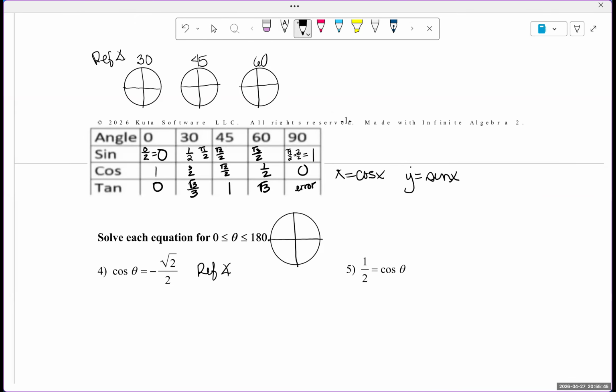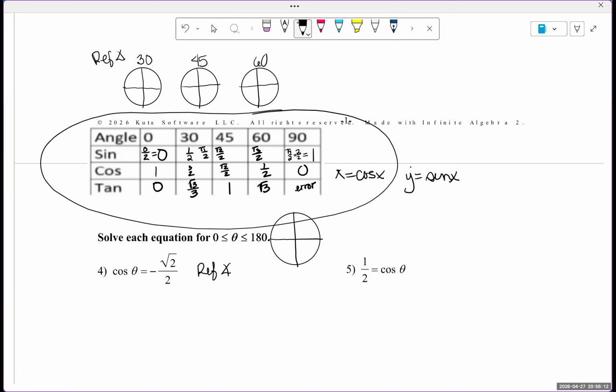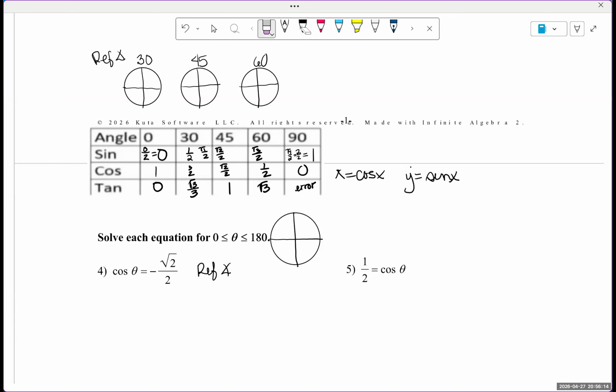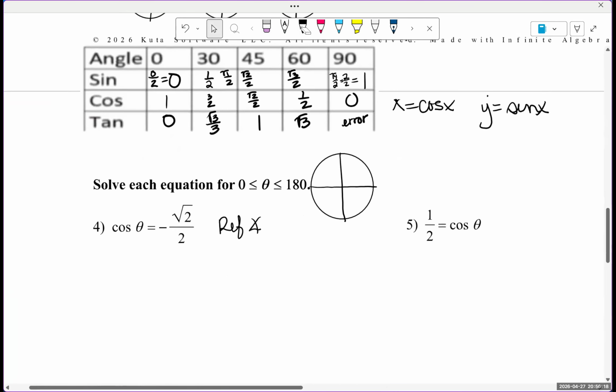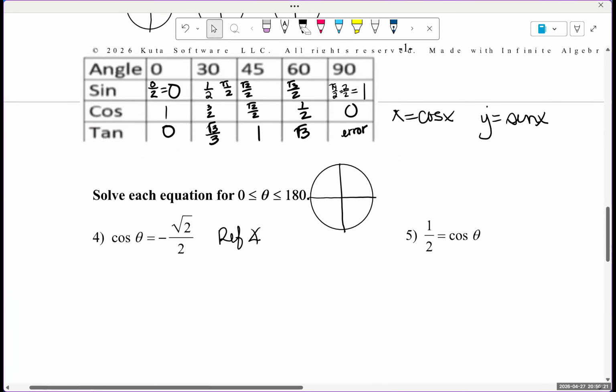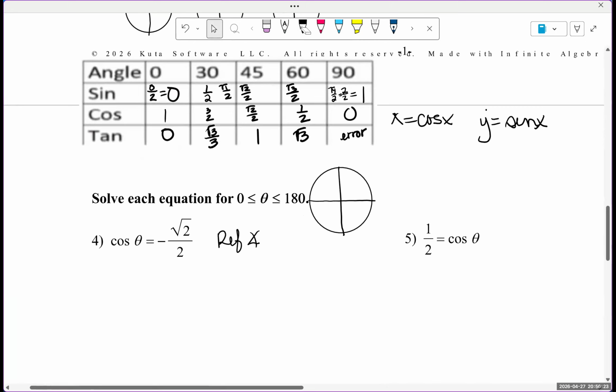Okay, number 4. We recognize this table that we've used earlier, and that is going to help us solve these equations. Now, could we plug this into a calculator?